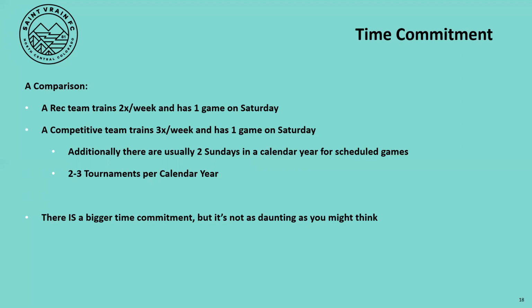Intermediate or advanced prep is exactly the same as a beginner rec team, and that's at the 9 and 10 age group. An advanced or competitive team will train 3 times a week and have a game on Saturday. Additionally, there are usually 1 to 2 Sundays with matches and 2 to 3 tournaments in a calendar year. So while it is a larger time commitment, it's not as daunting as you might think. However, that time does add up.